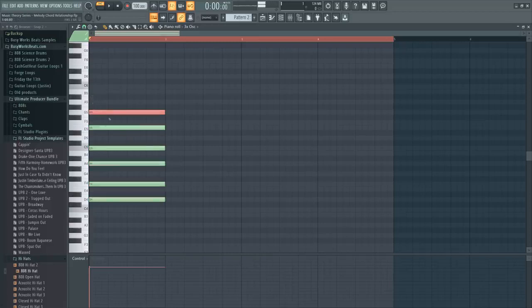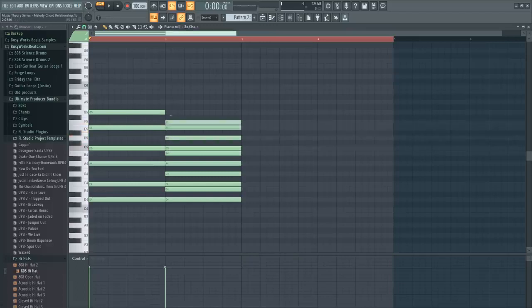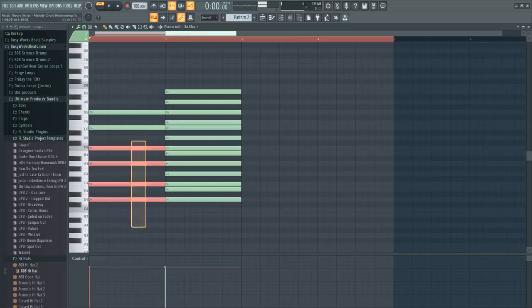Now let me count it out. So what you would do in this case, again, let's just use the mode here, starting at D, Dorian. And what we're doing is, this is saying this is the first, second, third, fourth, fifth, sixth, seventh, so that makes that the seventh chord. Eighth, ninth, that makes that the ninth chord. 10th, 11th, that makes that an 11th chord. 12th, 13th, and that makes that a 13th chord.